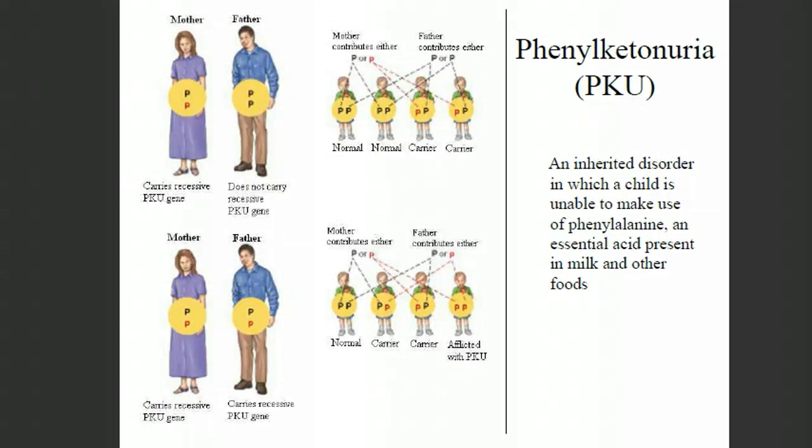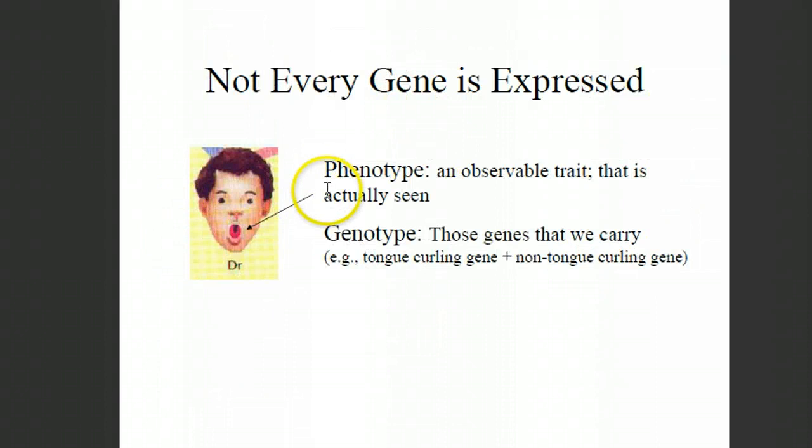I want to go back and just say that our phenotype and genotype won't always match. Right? Sometimes the phenotype is tongue curling. Sometimes the genotype is that there is a dominant tongue curling gene and a recessive one. So just because someone can curl their tongue doesn't mean that both instruction sets are for tongue curling.